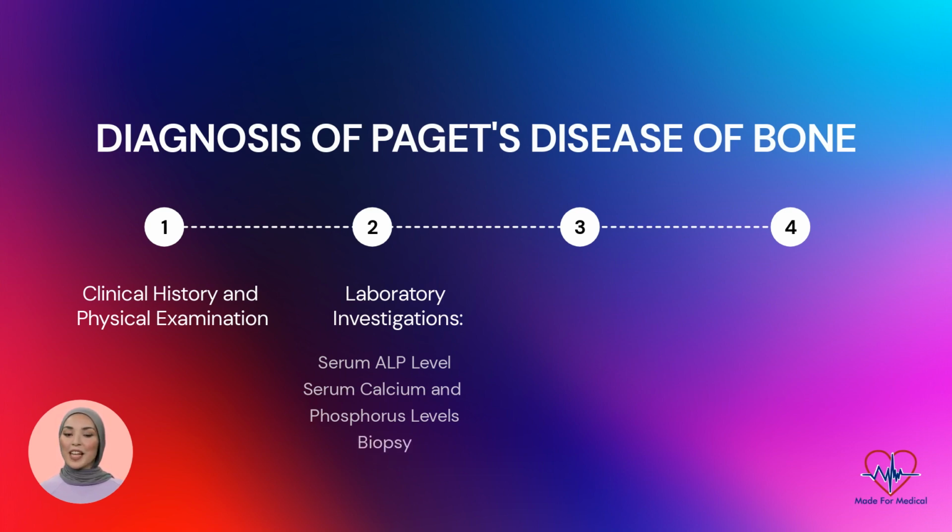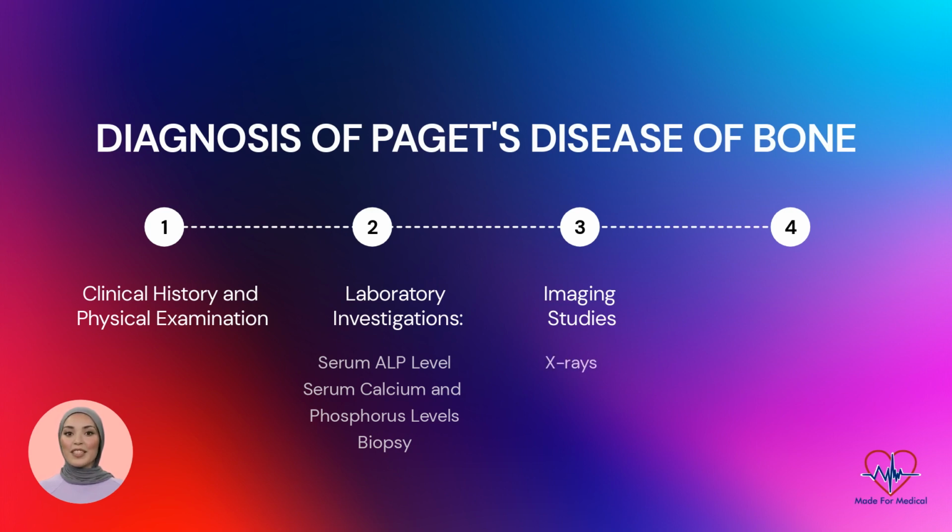Biopsy. In certain cases, a bone biopsy may be performed to confirm the diagnosis. A small sample of bone tissue is obtained, typically through a minimally invasive procedure, and examined under a microscope. Biopsy is particularly useful if other bone conditions need to be ruled out or if the diagnosis is uncertain. Imaging studies. Imaging studies play a crucial role in the diagnosis of Paget's disease. The following imaging modalities are commonly used.